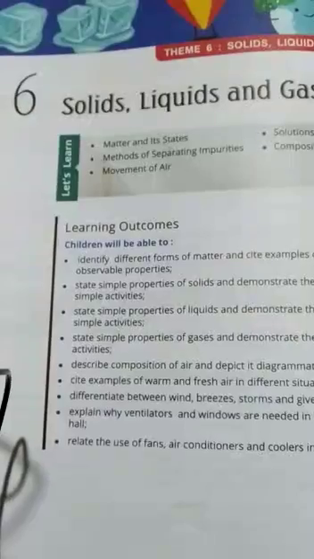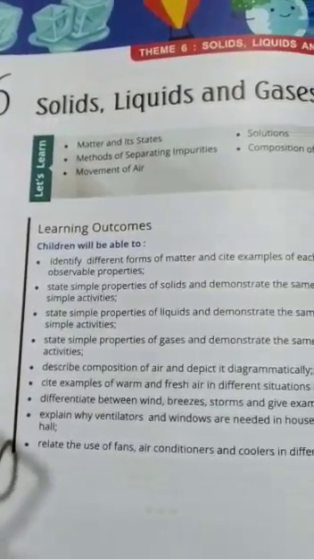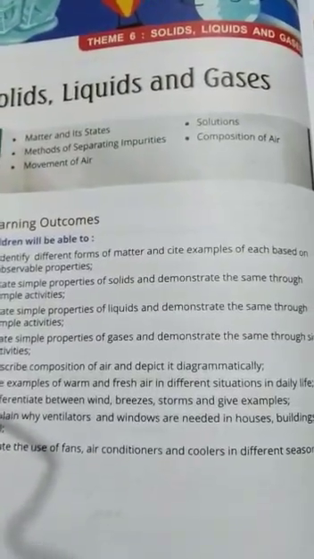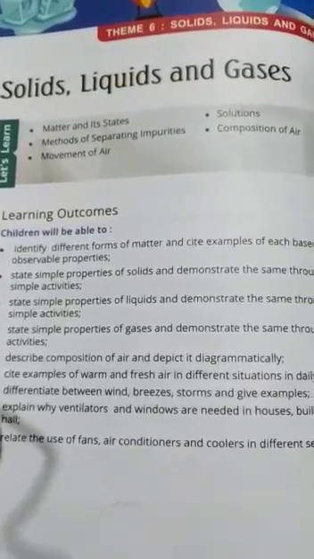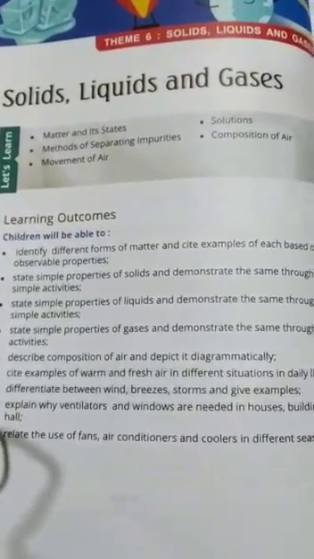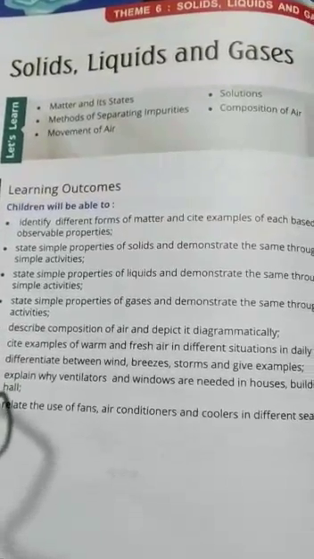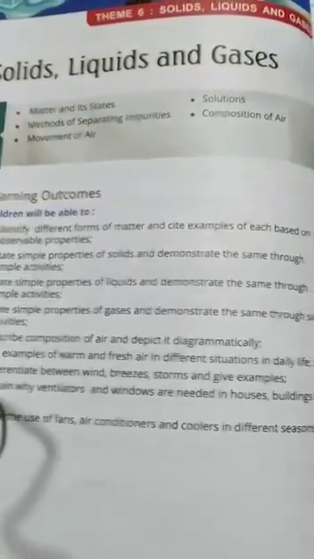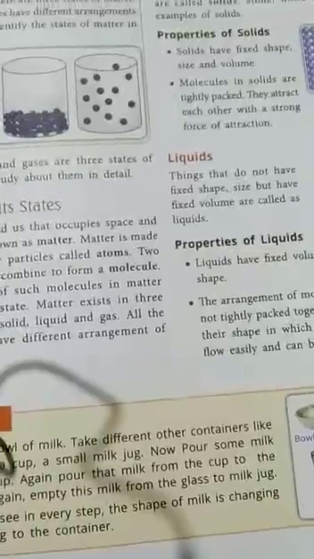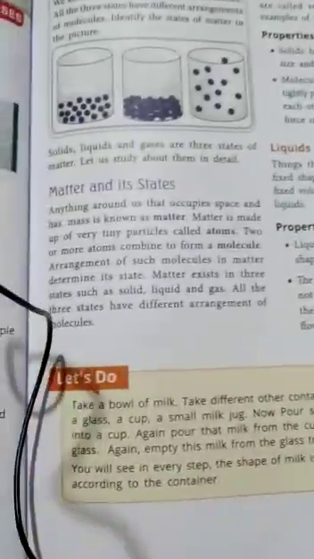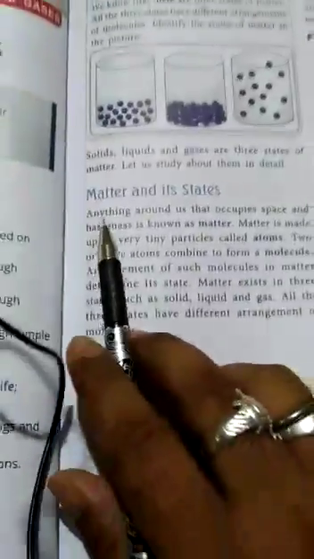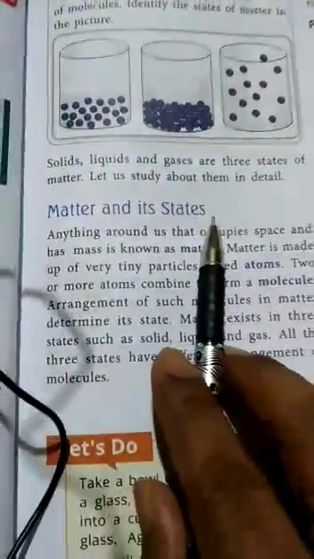This is the Standard 5 Science Chapter 6: Solid, Liquid and Gases. These are the states of matter. So we are going to understand the states of matter first of all. As you can see on my screen, here very clearly you can see matter and its states.